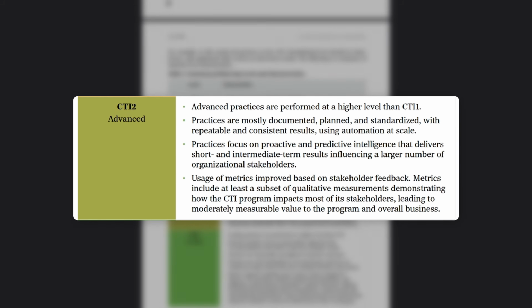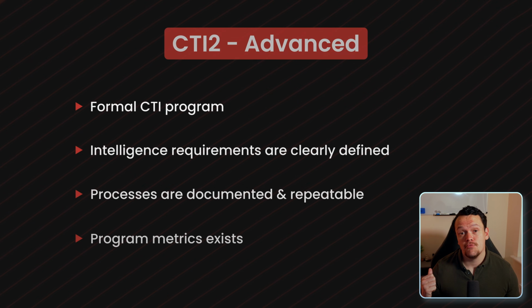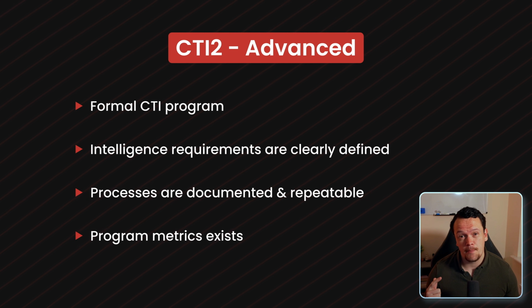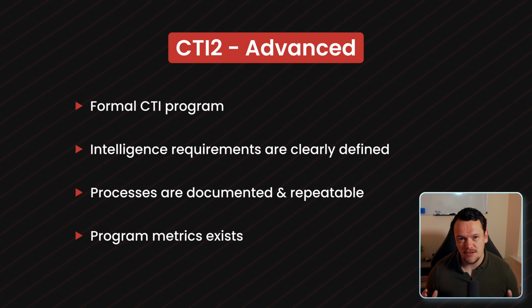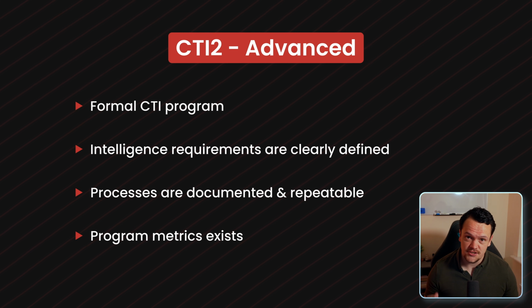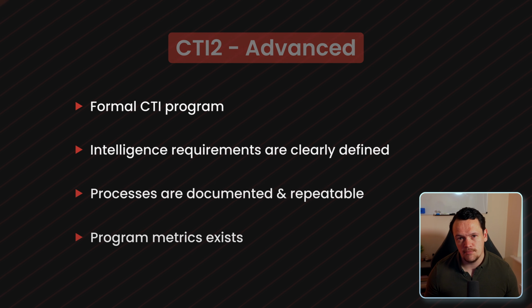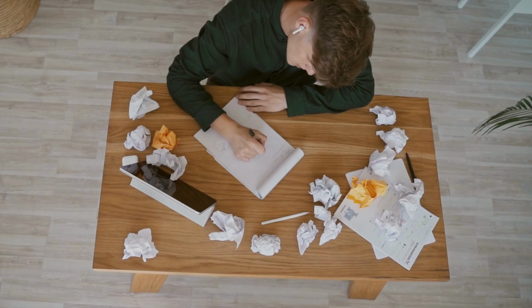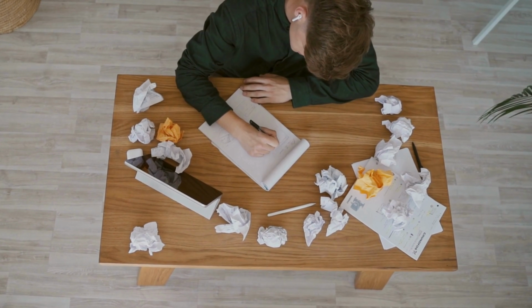You only produce CTI when you've been hit. CTI-2 is advanced. A program becomes a program, not just a collection of analyst activity. Processes are documented, procedures are repeatable, and metrics exist. Intelligence requirements have been formalized and are clearly defined for the team to follow. The shift from CTI-1 to CTI-2 is not a capability jump, it is a discipline jump. The single highest return on investment move that most teams can make is to document what they are already doing.